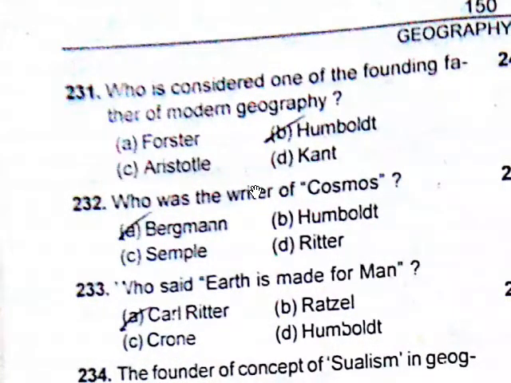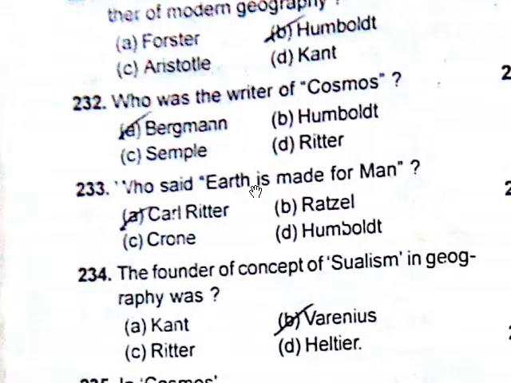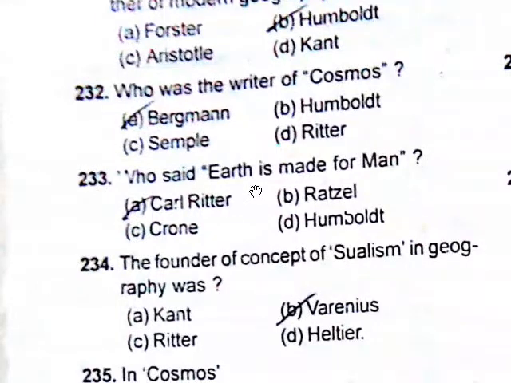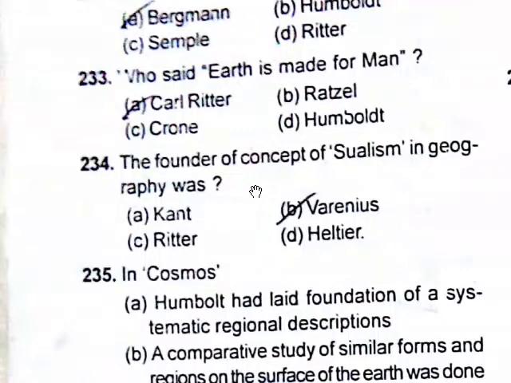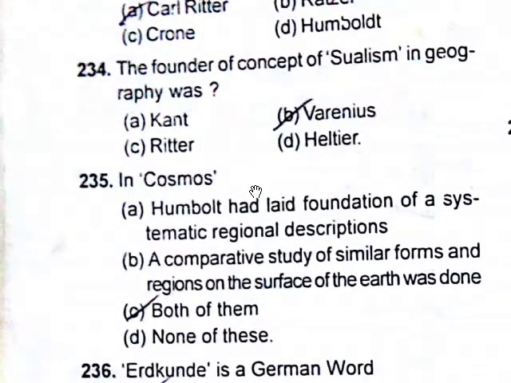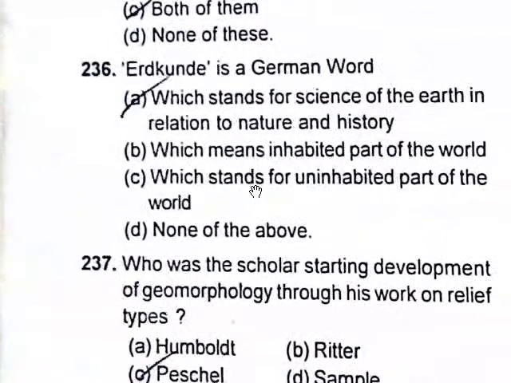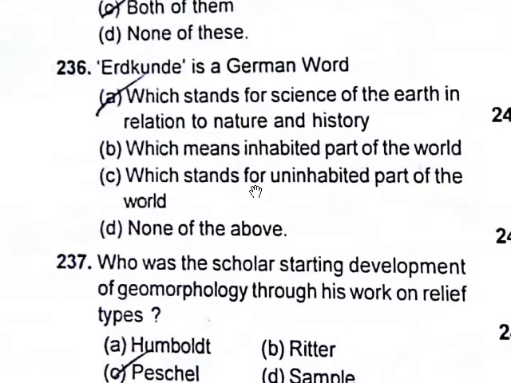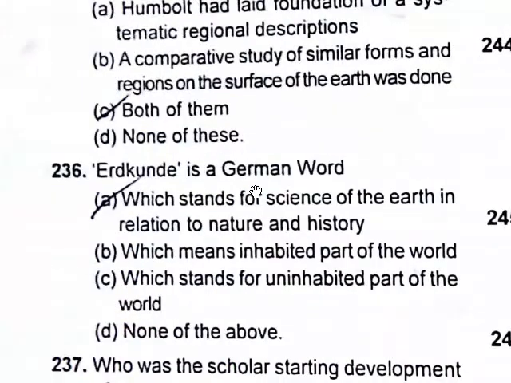Who is considered one of the founding fathers of modern geography? Humboldt. Who is the writer of the Cosmos? It is Humboldt. Who said Earth is made for man? It is Karl Ritter. And the founder of the concept of dualism in geography was Varenius. In Cosmos, Humboldt laid the foundation of systematic regional descriptions, a comprehensive study of similar forms and regions on the surface of the Earth. And Erdkunde is a German word which stands for science of the earth in relation to nature and history.